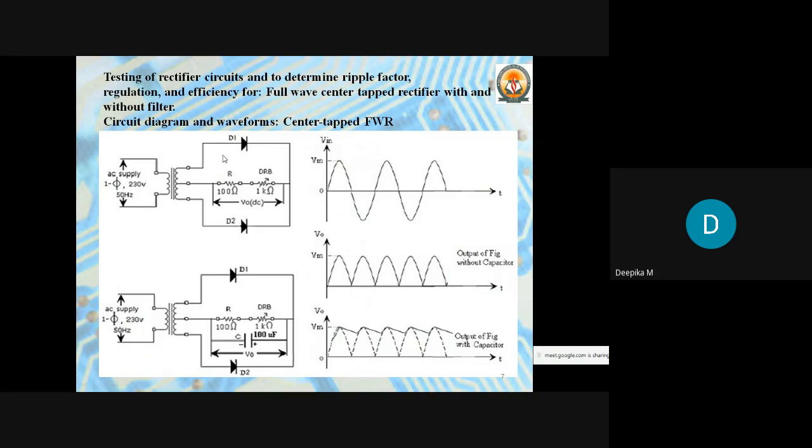Now coming to the procedure, we have to switch on the supply. When you switch on the supply, we are going to see the output, that is V naught, in the CRO. That is, am I getting the correct output or not?